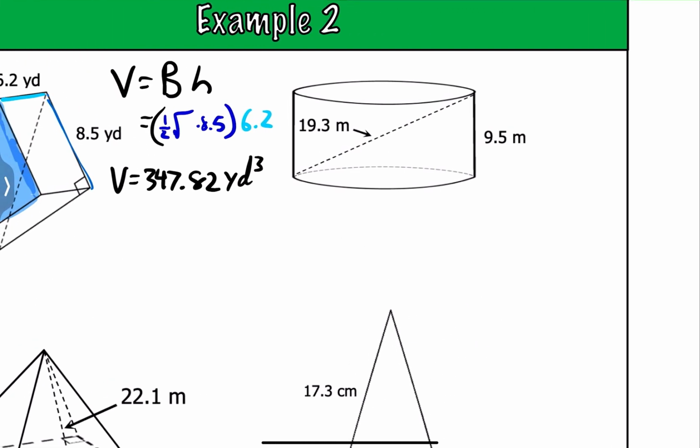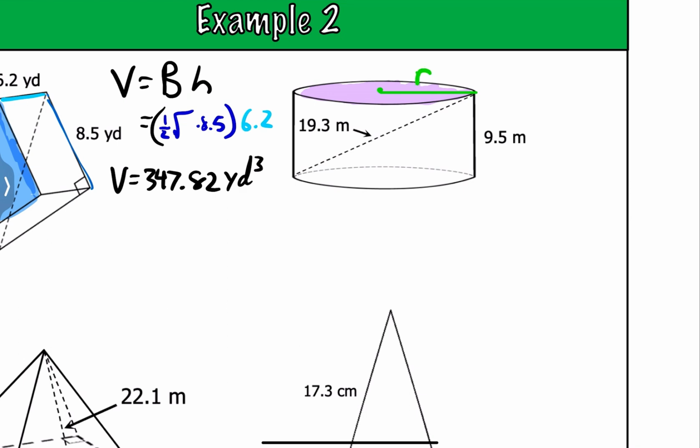Next up, we have a cylinder. So our base face is going to be the circle. So on our circle, we're going to want a radius. Obviously, we don't currently have one. So we're going to have to get a little creative.